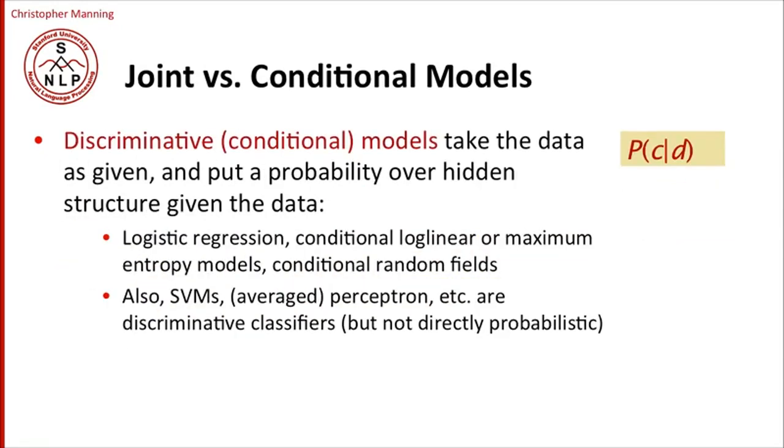In contrast, discriminative or conditional models more directly target the classification decision that we want to make. Formally, they put probability distributions that are conditional, the probability of the class given the data. Discriminative models include logistic regression, or in general the whole area of conditional log linear models, including in particular maximum entropy models and their generalization to sequences, conditional random fields. Many other machine learning methods such as SVMs, perceptrons or averaged perceptrons are also discriminative classifiers, but they're not directly probabilistic models.